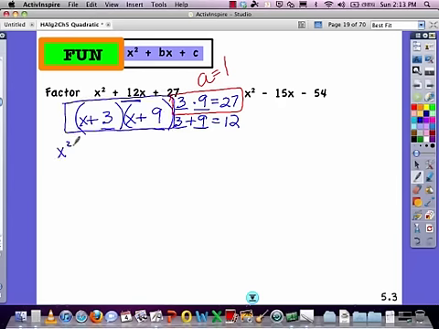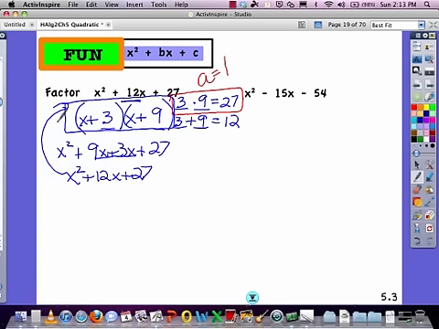First times first, x squared. Outside's 9x. Inside, 3x. Last times last, total of 27. Collect like terms, x squared plus 12x plus 27. We're back to what we started with. That's exactly what we wanted. So our factors here are x plus 3, x plus 9.